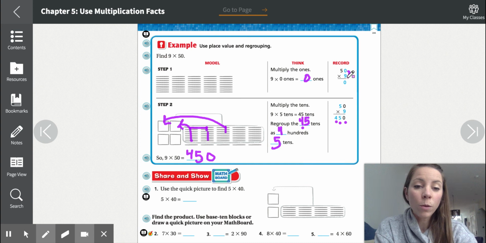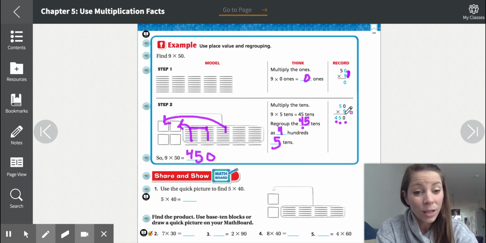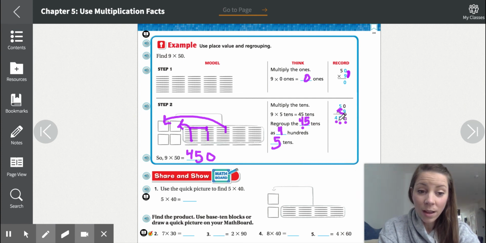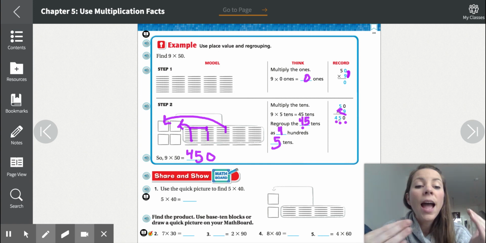So the first time we took the number of groups 9 and we multiplied it by the ones and got 0. The second step, we took the 9 again, because remember, it's the number of groups. So you still have the same number of groups again. 9 groups times 5 tens. 9 times 5 is 45. Okay, and if I have 45 tens, that's really like 4 hundreds and 5 tens left over.